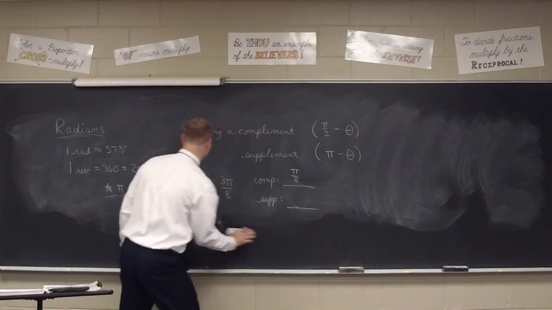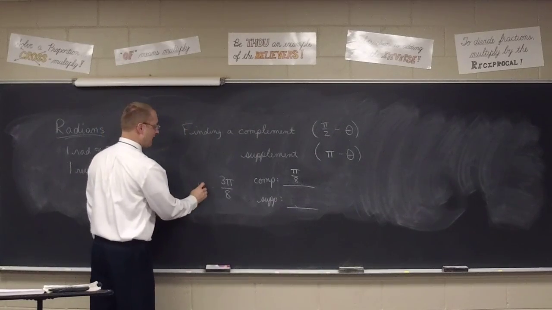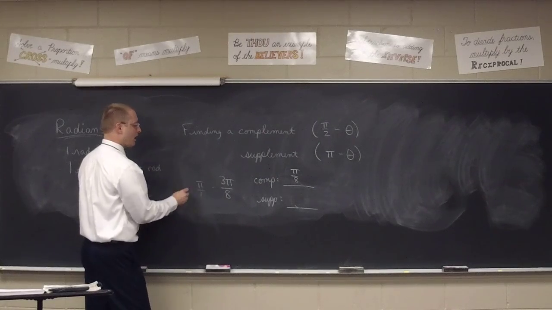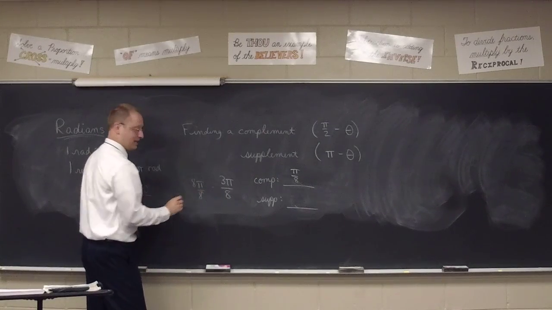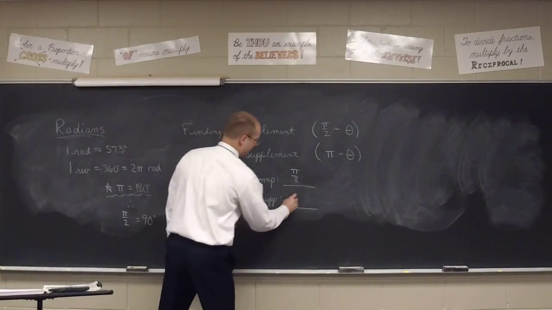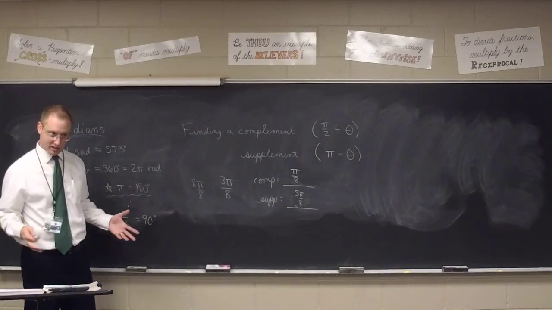But if we wanted to find the supplement, we wouldn't subtract from pi over 2, class. We'd subtract from pi, or 8 pi over 8, which would give us a supplement of 5 pi over 8. Questions? Nope. Still seems pretty easy.